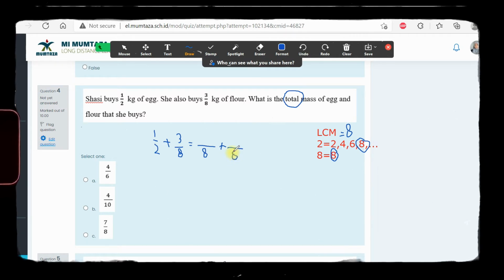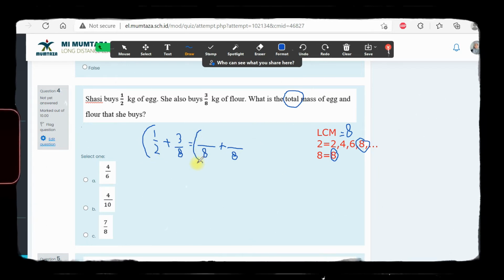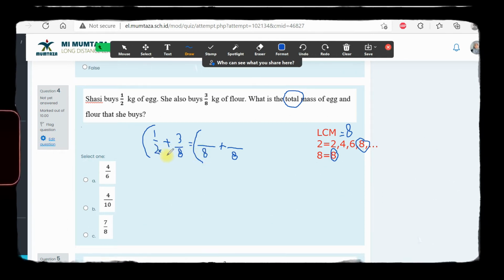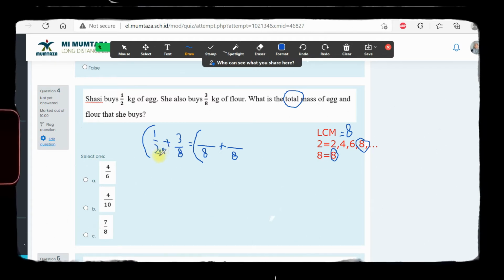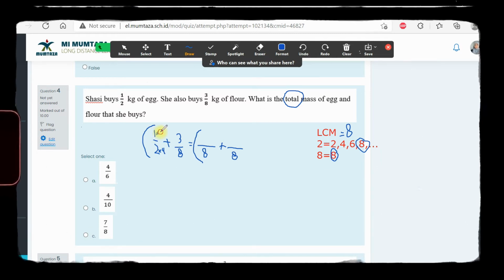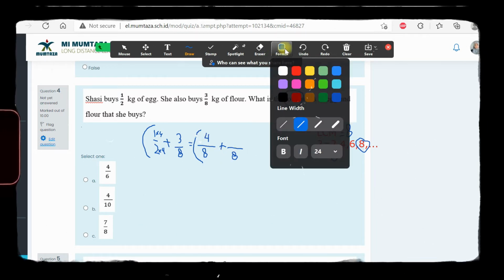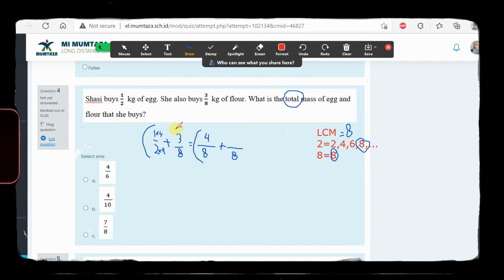After this, look at the first fraction. Now, look at the bottom number. 2 times something becomes 8. 2 times 4. Now, because the bottom number is times 4, the top number is also times 4. 1 times 4 becomes 4. So we can put number 4 here. How about the second fraction?